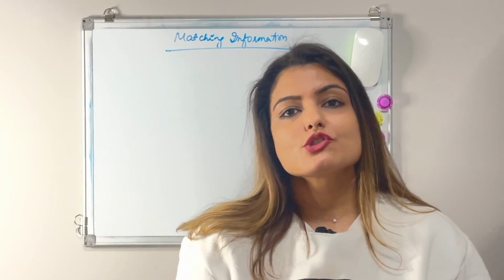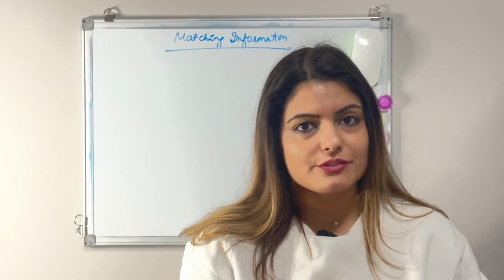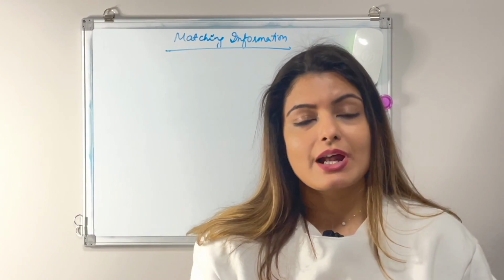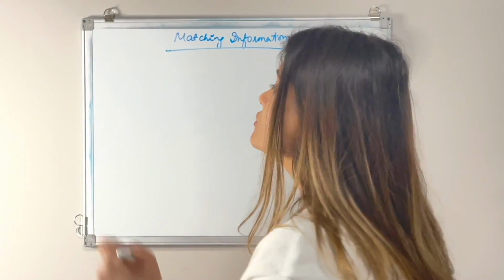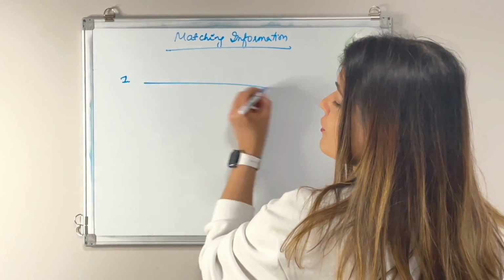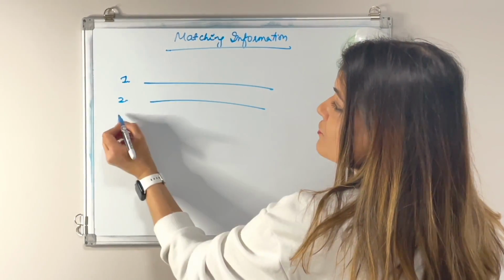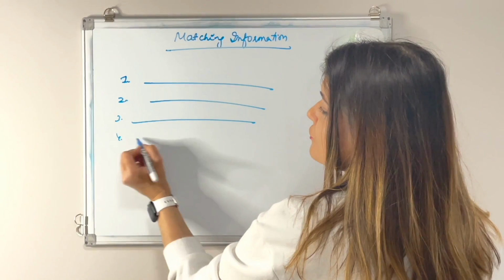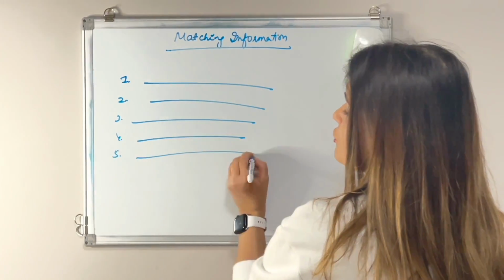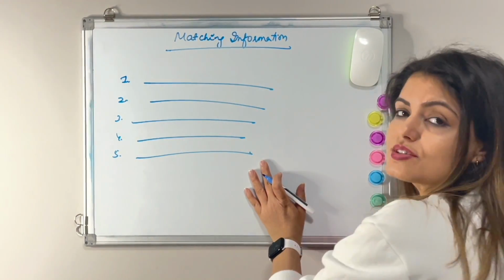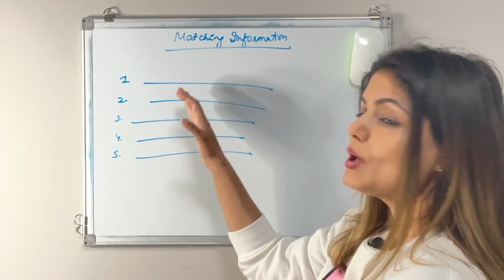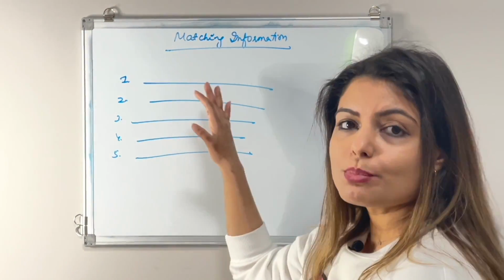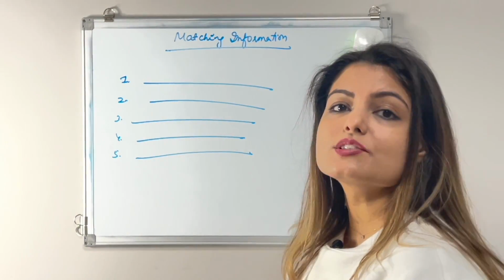So in this question type, a lot of information will be given to you from different paragraphs. You have to match the information with the correct paragraph. So let's say you have 5 questions. Now these 5 questions will be 5 different types of information. So you have to match all of this information with the correct paragraph, which means that you have to tell in which paragraph this information is present.